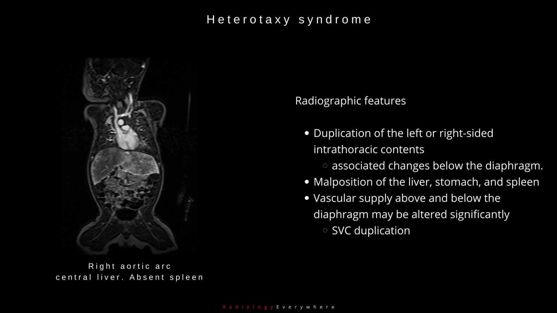When considering radiographic features, there is duplication of the left or right-sided intrathoracic contents with associated changes below the diaphragm. There is malposition of the liver, stomach, and spleen, which may be absent. The vascular supply above and below the diaphragm may be altered significantly, including SVC duplication.